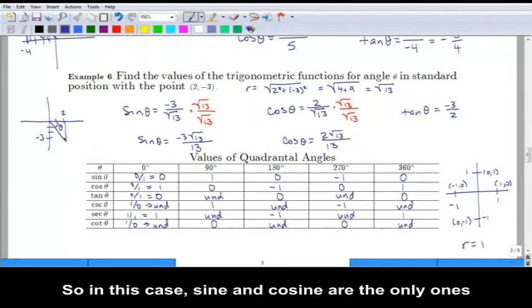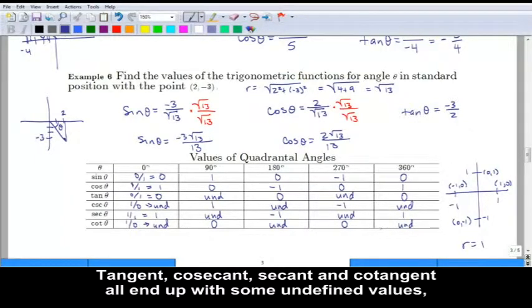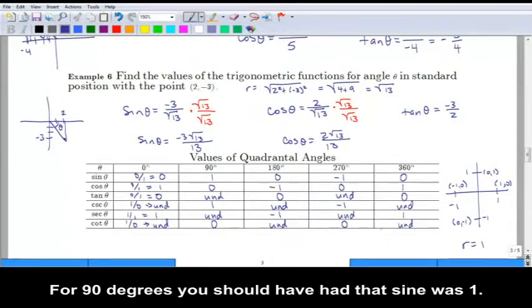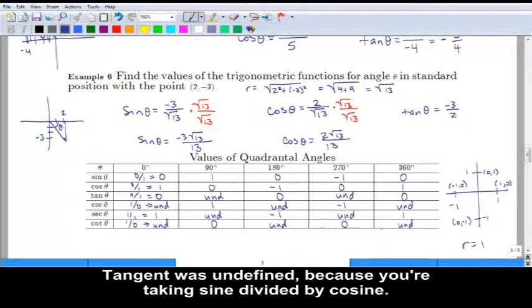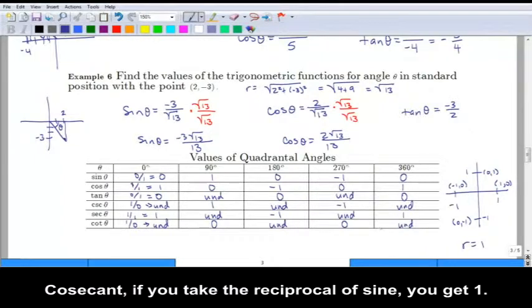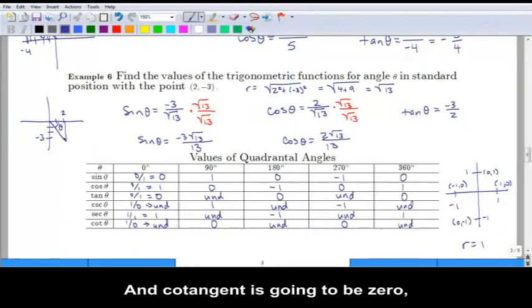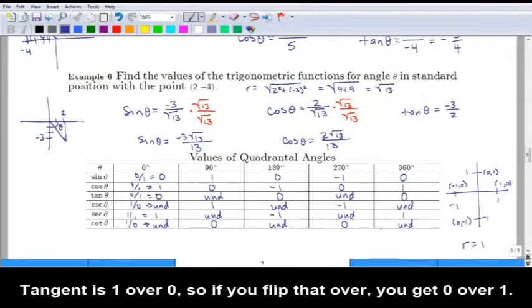So in this case, sine and cosine are the only ones that don't end up with anything undefined. Tangent, cosecant, secant, and cotangent all end up with some undefined values because those are the reciprocals and we are going to be dividing by 0. For 90 degrees, you should have had that sine was 1, cosine was 0. Tangent was undefined because you're taking sine divided by cosine. Cosecant, if you take the reciprocal of sine, you get 1. Secant is going to be undefined because it's 1 over 0. And cotangent is going to be 0, which is technically the reciprocal of what we have for tangent. Tangent is 1 over 0, so if you flip that over, you get 0 over 1.